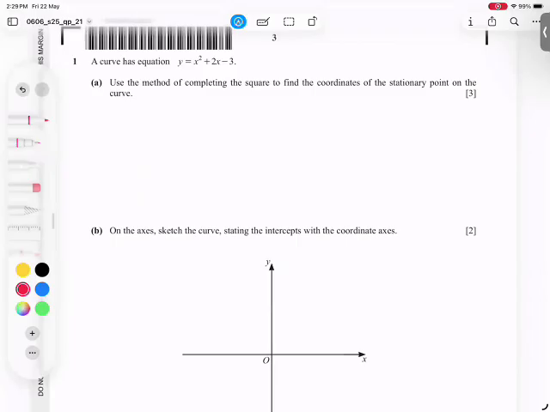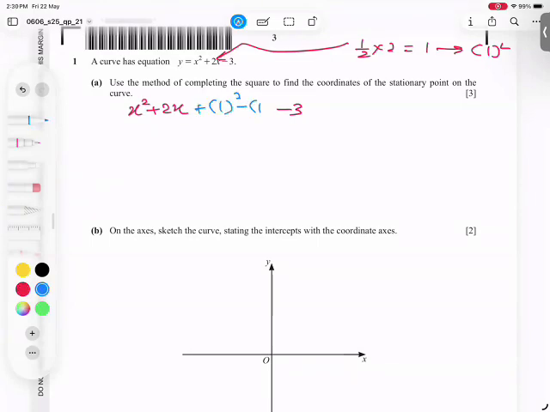Question 1 says use the method of completing the square to find the coordinates of the stationary point. You know the completing square method very well. We copy both terms and the 3, and half of the 2 is 1. Take the square of this number, so 1 times this number squared added and 1 subtracted. These three terms combine to x plus 1 whole squared, minus 1, minus 3, and I'm getting ultimately minus 4. So the completing square is over.